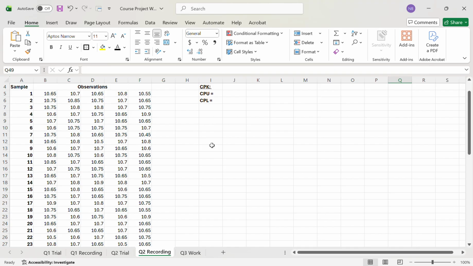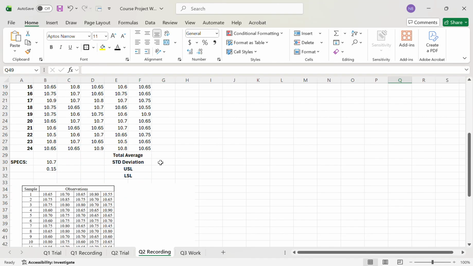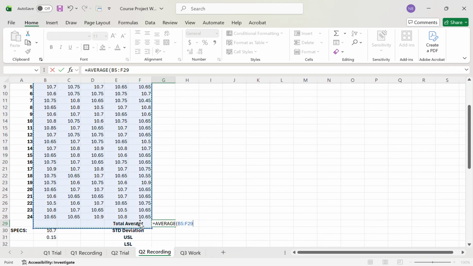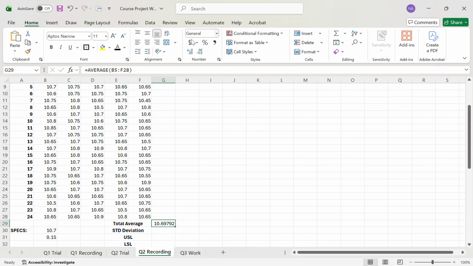So our second step is going to be to find the average of all of our sample data. So to do that, we can do the average function in Excel. We can select all of our data, and there's our average. And we're going to take away some decimal points just to clean it up.